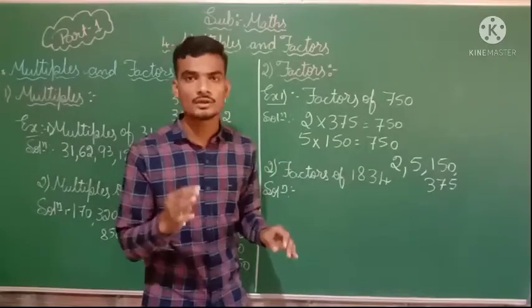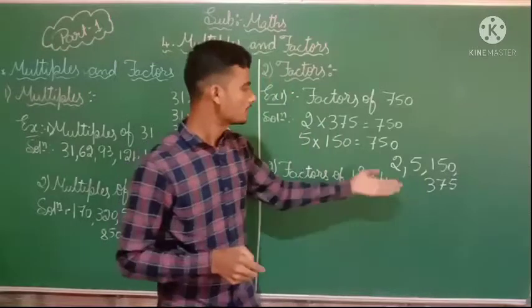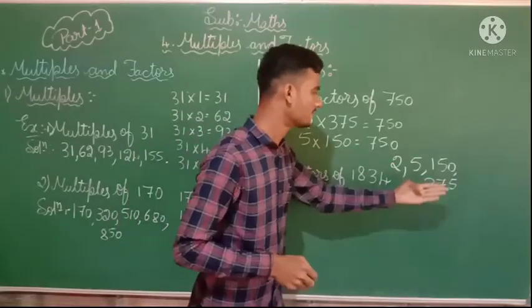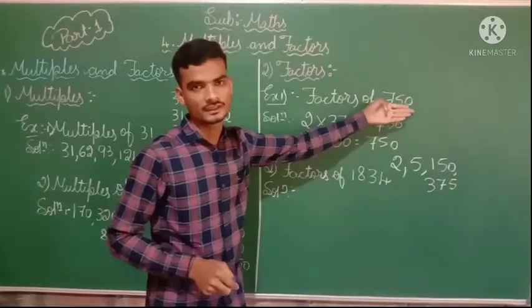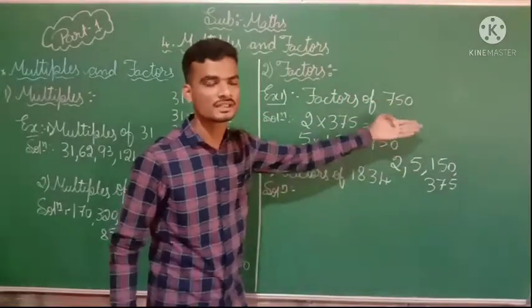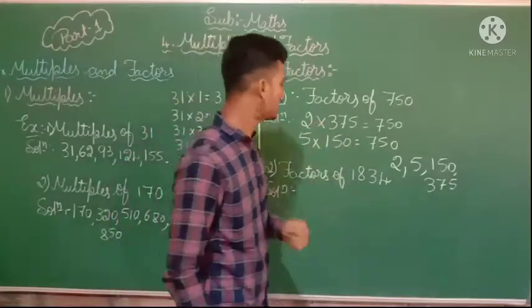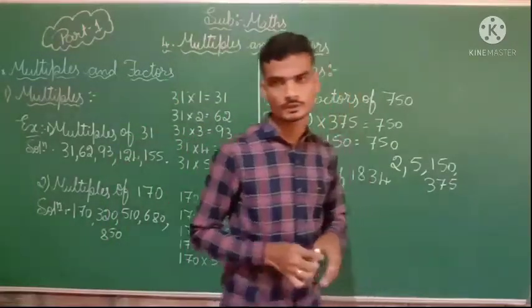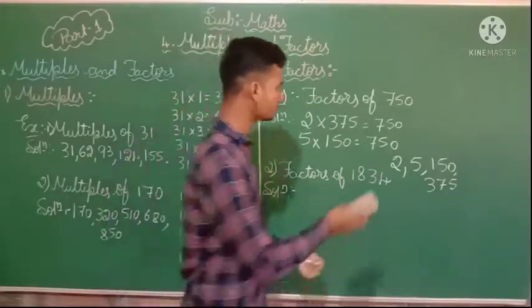Okay, whatever they are going to ask, you want to write properly. So 2, 5, 150, 375 are the factors of 750. In this way you want to find the factors of a given number. Okay, dear students, next we will see one more number. This question I have also taken from your textbook itself.